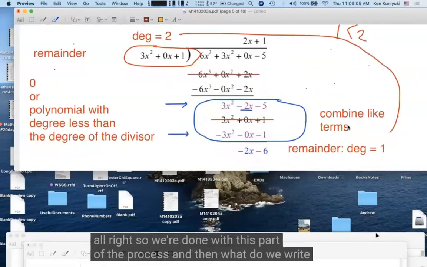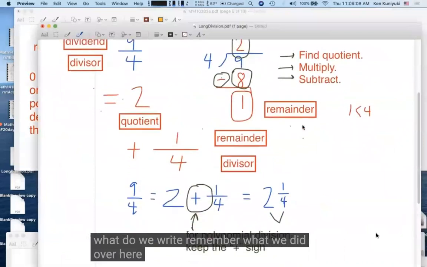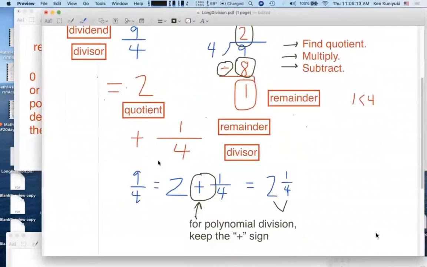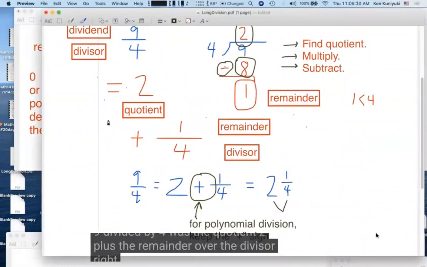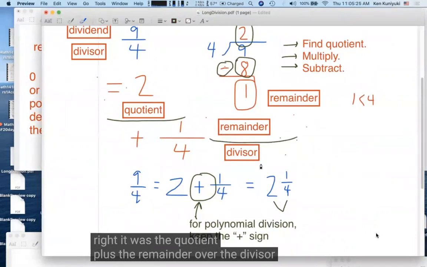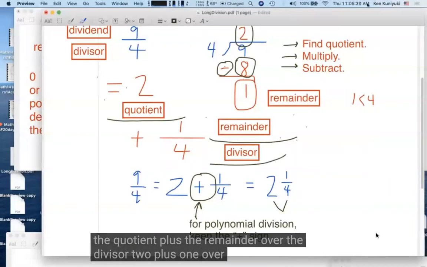And then what do we write? Remember what we did over here. The long form was, well, 9 divided by 4 was the quotient 2 plus the remainder over the divisor, right? It was the quotient plus the remainder over the divisor. 2 plus 1 over 4.